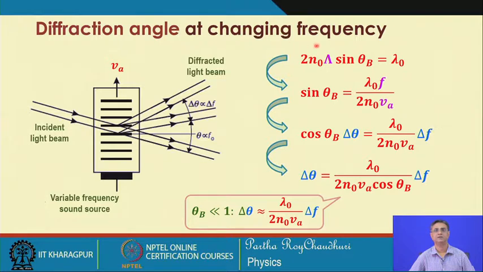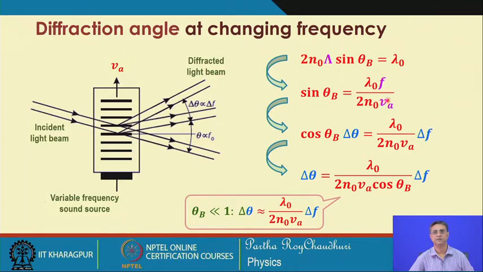Okay, diffraction angle at changing frequency: if I change the acoustic frequency, keeping the incidence angle the same, how this deflection angle will change, that relationship will actually decide the modulator as a Bragg deflector. So, from the starting point, this is the Bragg condition, twice n 0 lambda sin theta b equal to lambda 0, n equal to 1. This is just the equivalent of 2 d sin theta equal to n lambda, because for Bragg diffraction n equal to 1. From here we can write that sin theta b is equal to, taking these quantities on the right hand side and replacing capital lambda by V a by f, we can write this equation.